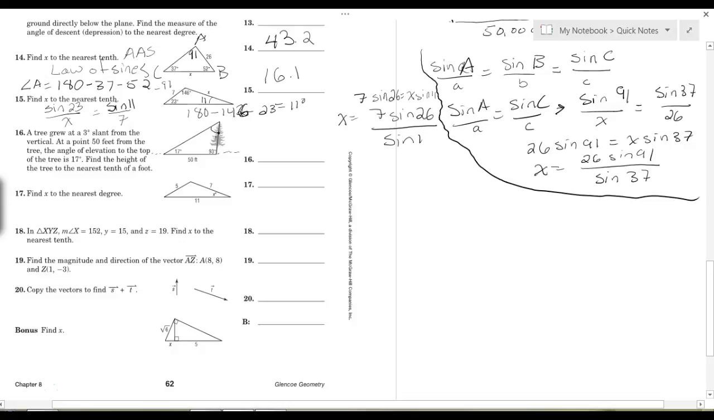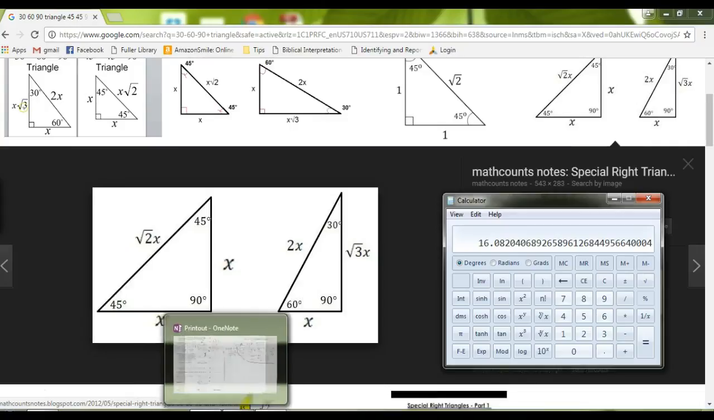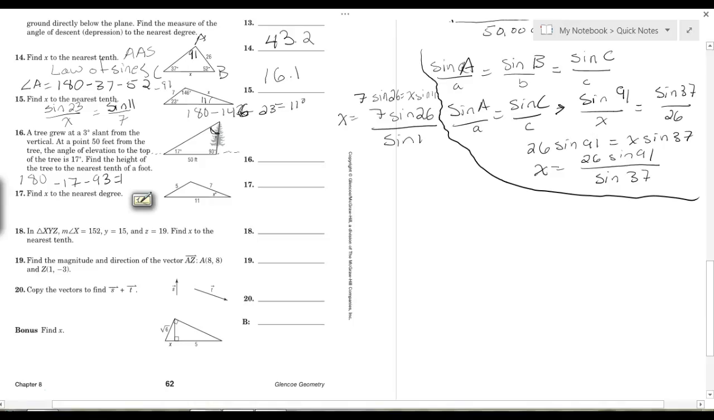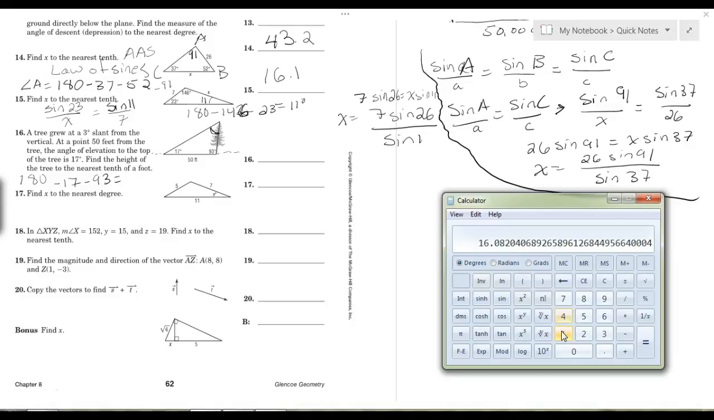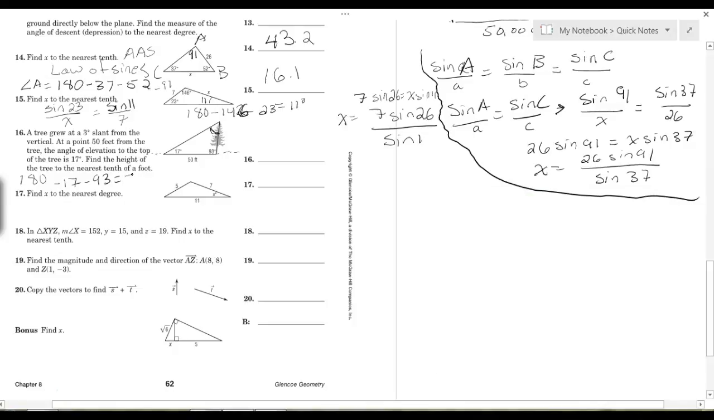So once again, we're going to find our missing angle. So our missing angle is going to equal 180 minus 17 minus 93. So I'll put that into my calculator. Sorry about that. Put that into my calculator. It's 180 minus 17 minus 93 equals, so that's going to be a 70-degree angle. So I'm just going to go ahead and write that 70 in here.